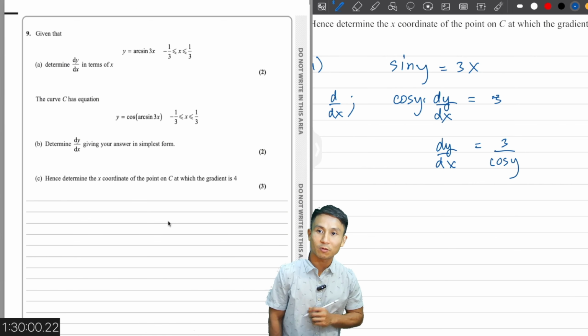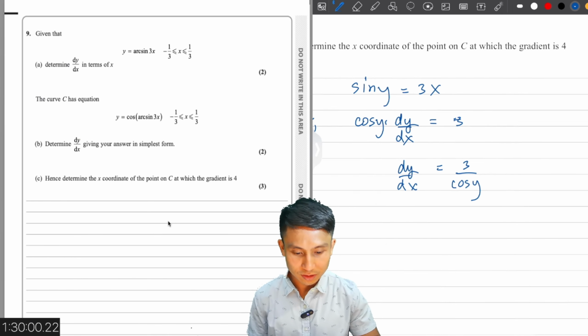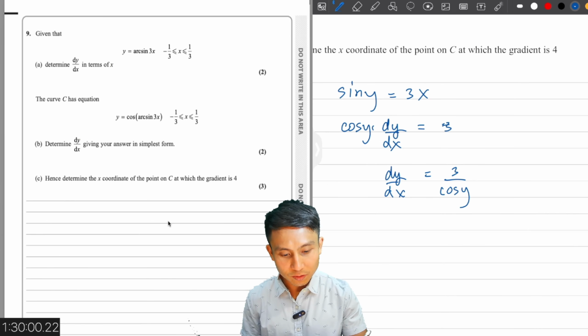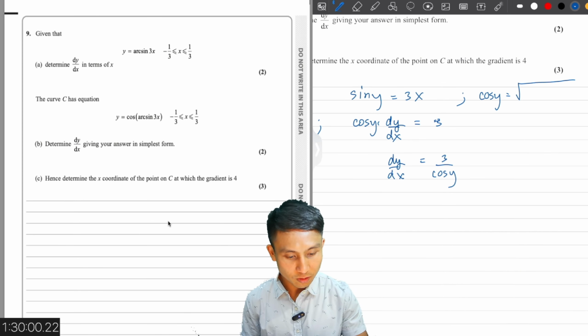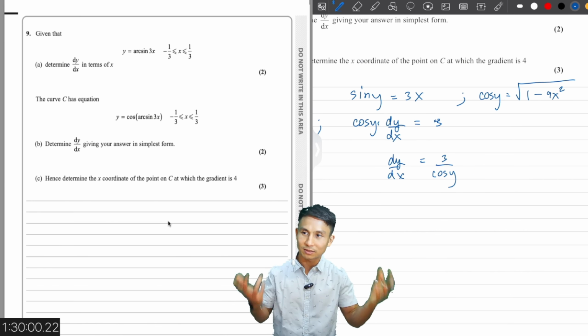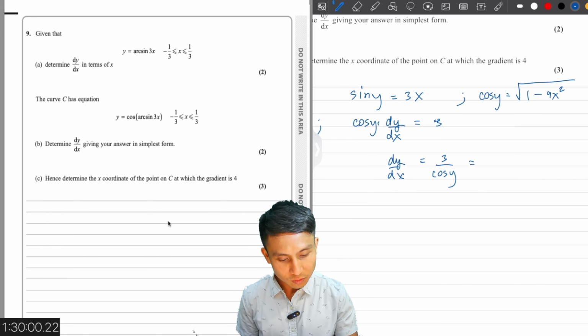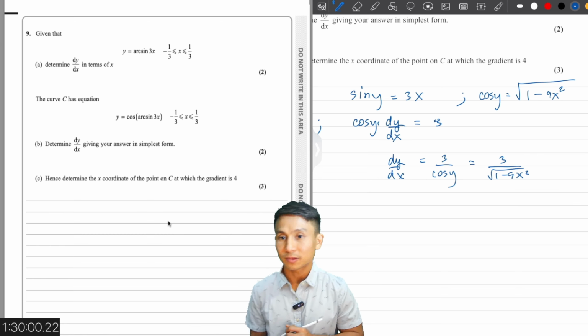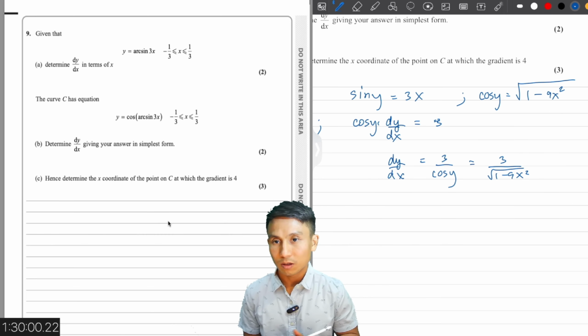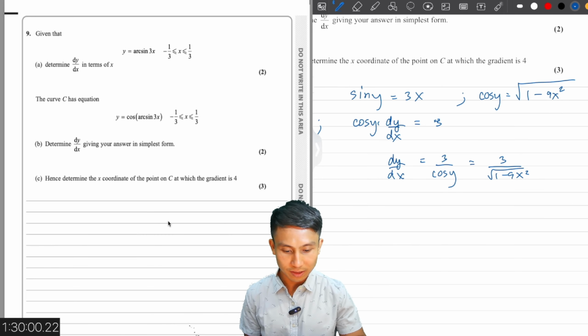Now cos y we need to find in terms of x. If sine y equals 3x, then cos y would be the square root of 1 minus 9x squared, since sine squared is 9x squared. So this will be 3 over the square root of 1 minus 9x squared. Okay, so that's in terms of x already.